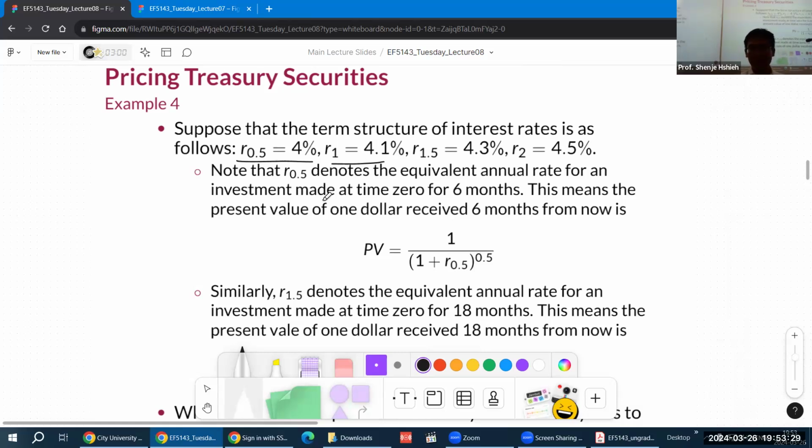Okay. So for semi-annual coupon payments, make sure that you're discounting appropriately in terms of annualized numbers, right? So half a year is 0.5, again, because these numbers are annualized. And for R1, it's just to the first power. For 1.5 it's to the 1.5 power, etc.